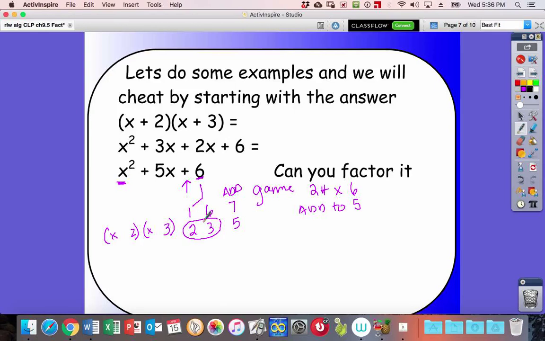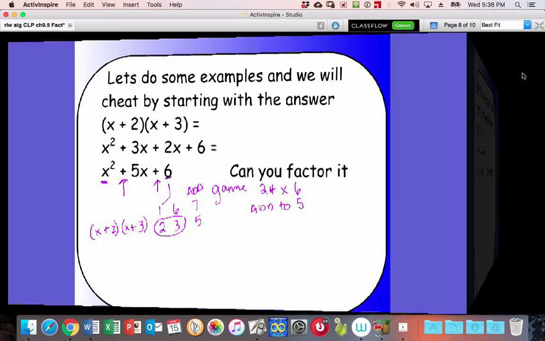Now I'm going to look. I know because this is positive, it's either positive, positive, or negative, negative. So I look at this first sign, and it's positive. So it's got to be a positive, positive. And I've got my answer. Let's try another one.